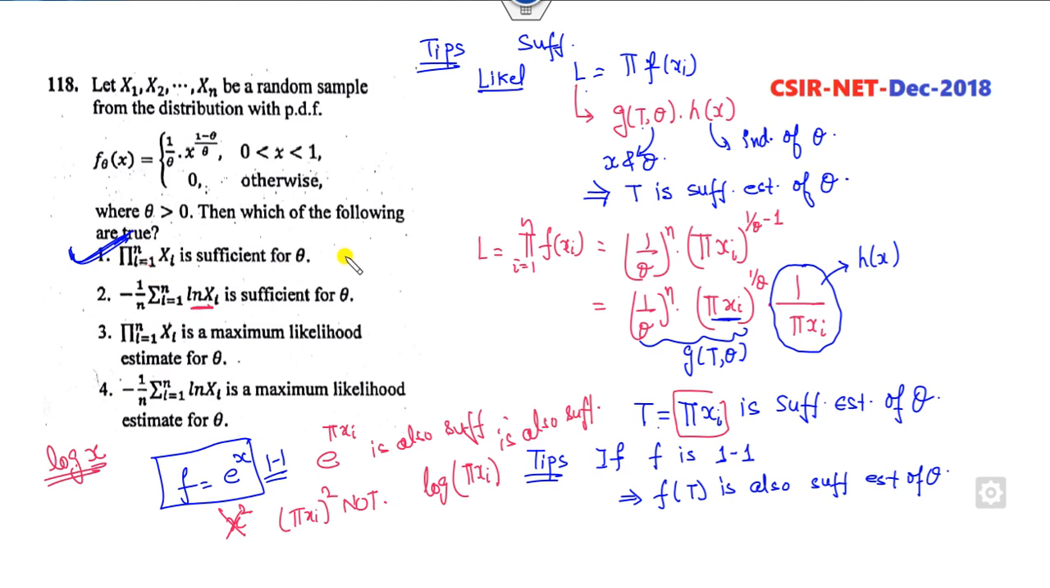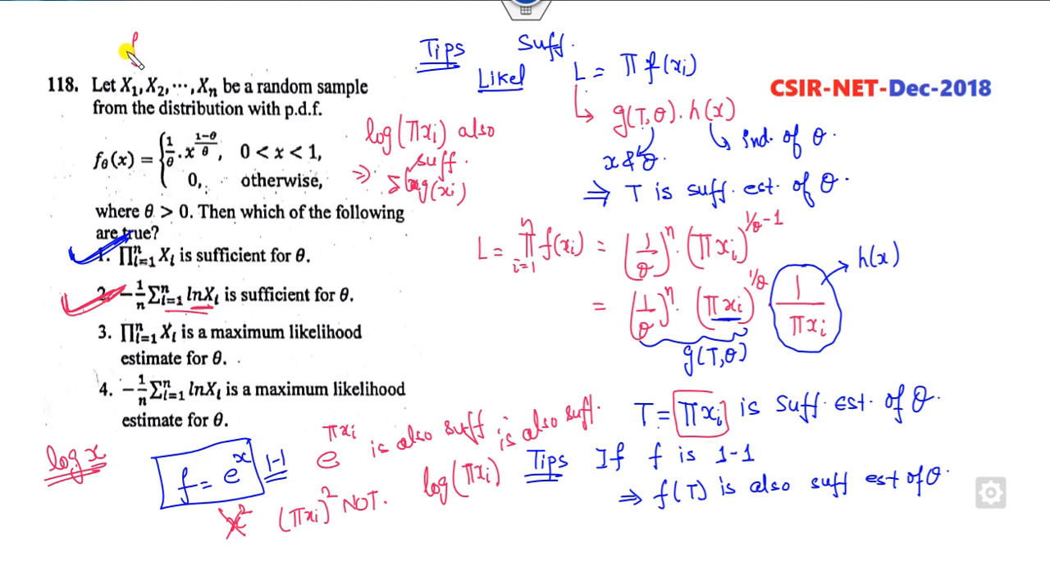Now if you look at this, this is a function of the log. So if I simply say log of product xi is also a sufficient estimator, what is the meaning of that? I can write this as the sum of logs, and 1 by n is a constant value, so it is also a sufficient estimator.